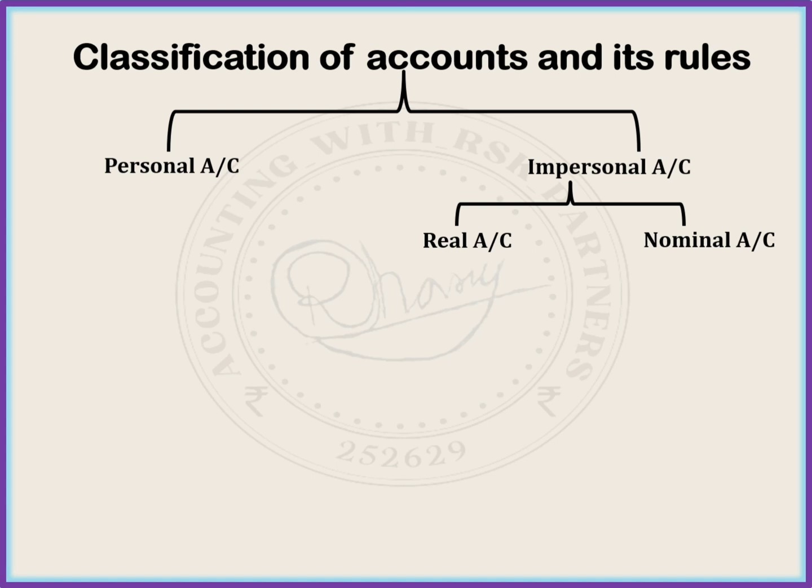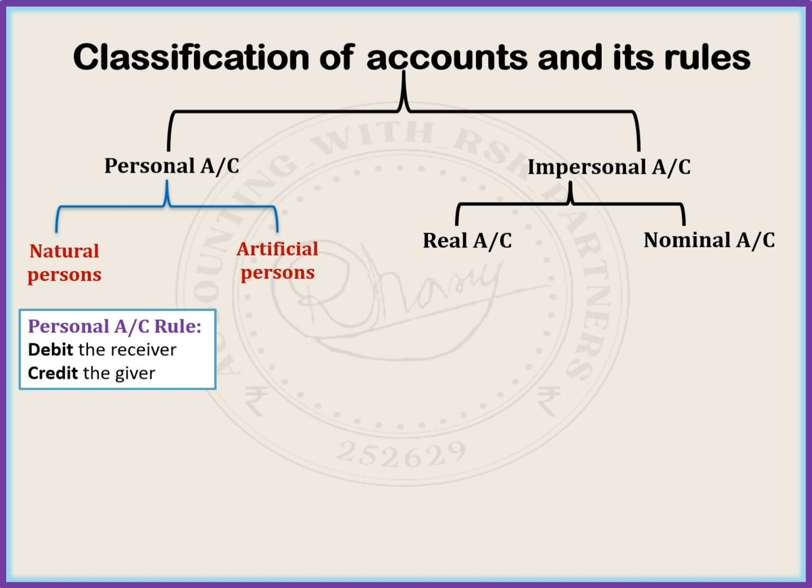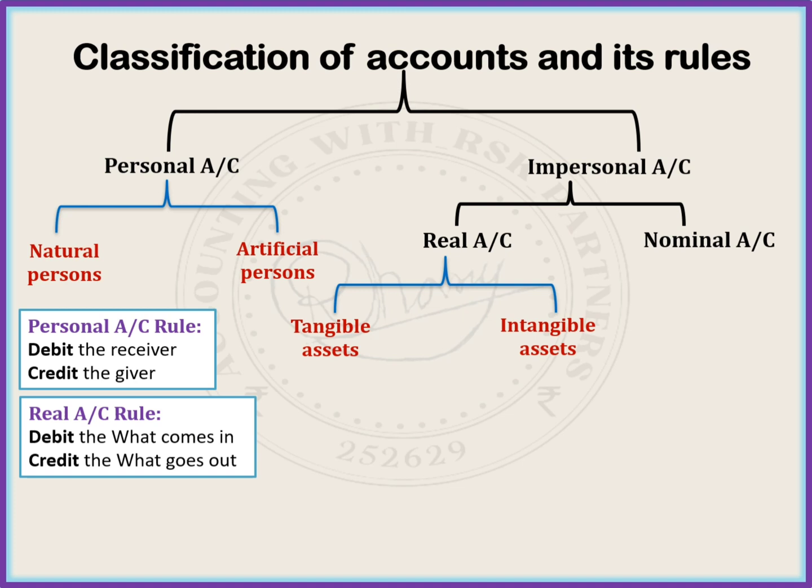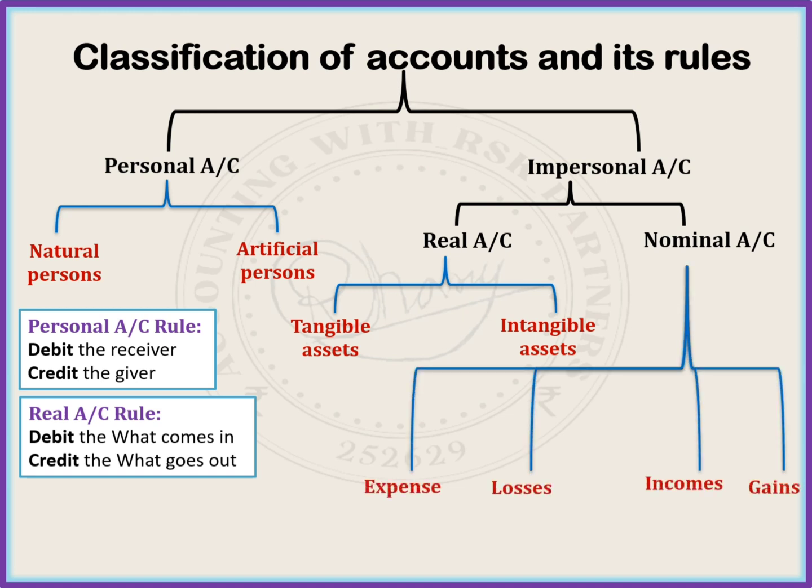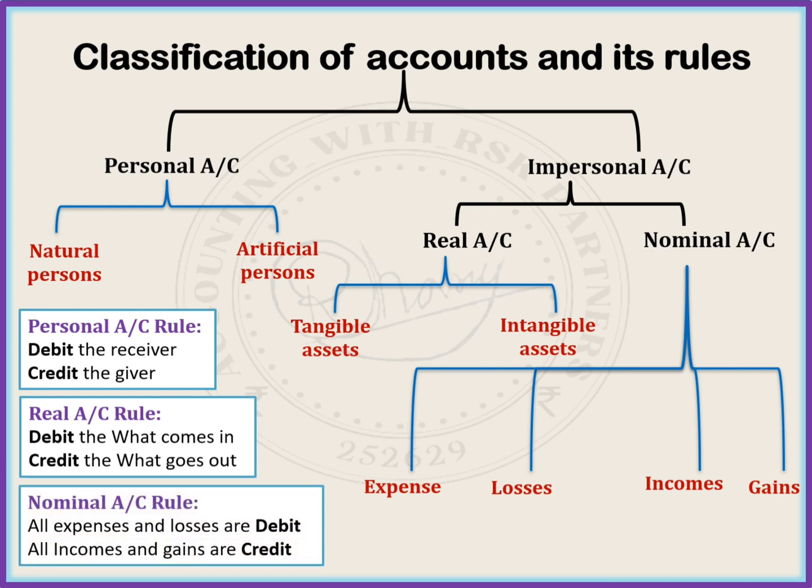Finally, once again I am repeating, personal account is related to persons. It can be natural or artificial, and personal account rule is debit the receiver, credit the giver. Next, real account. Real account is related to assets. It can be tangible or intangible, and real account rule is debit what comes in, credit what goes out. Final one, nominal account. Nominal account is related to expenses, losses, incomes and gains. Nominal account rule is all expenses and losses are debit, all incomes and gains are credit.